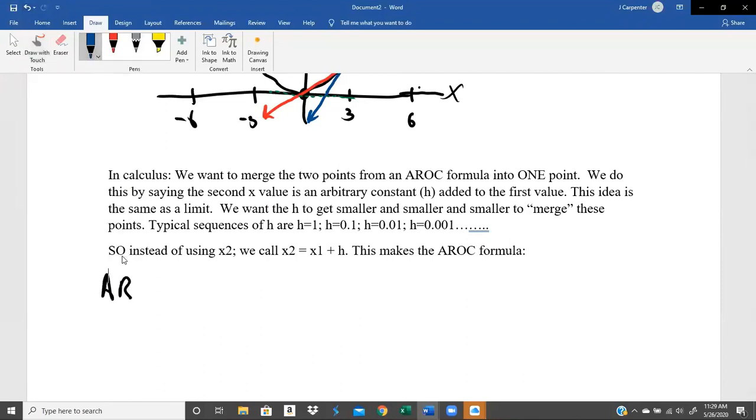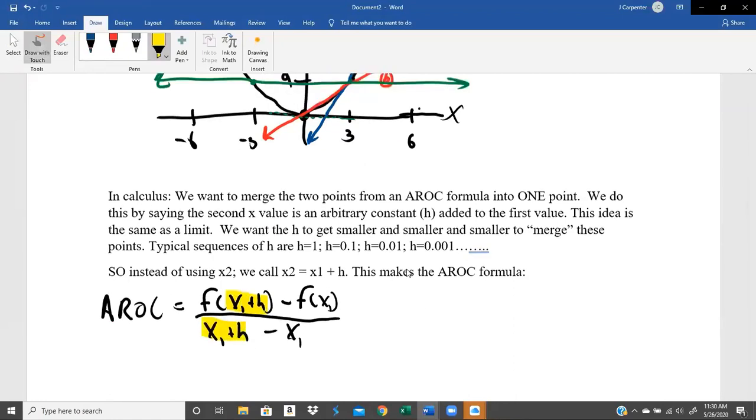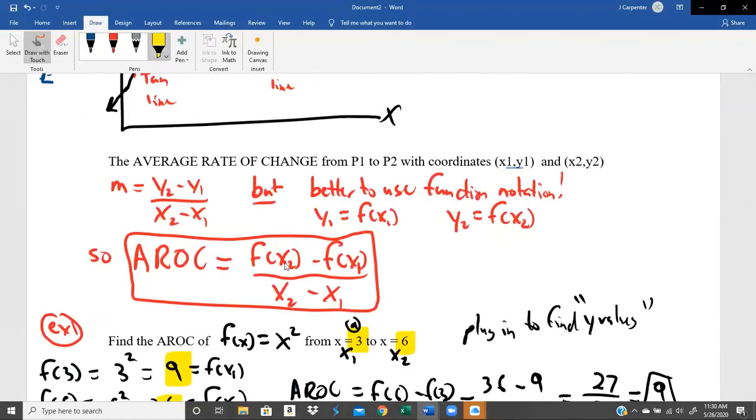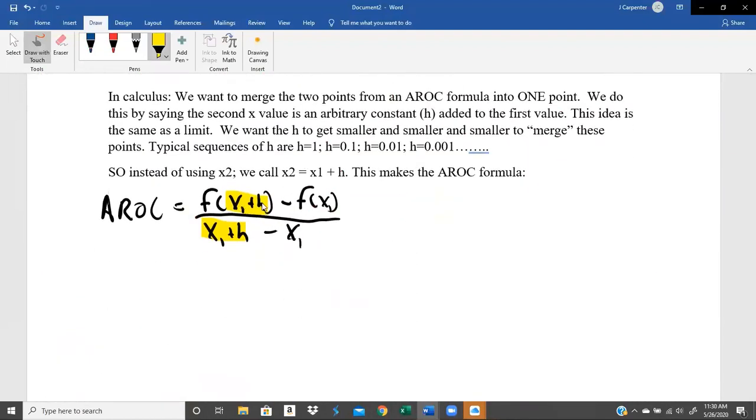So our average rate of change becomes f of x1 plus h, because that's f of x2, minus f of x1, over, now x2 is x1 plus h, and then minus the x1. I'm going to scroll up real quick to show you the comparison here. The two things that I'm highlighting, these used to say x2. See right here, f of x2 and then x2. But we just said we're going to make x2 the first one plus that arbitrary h.